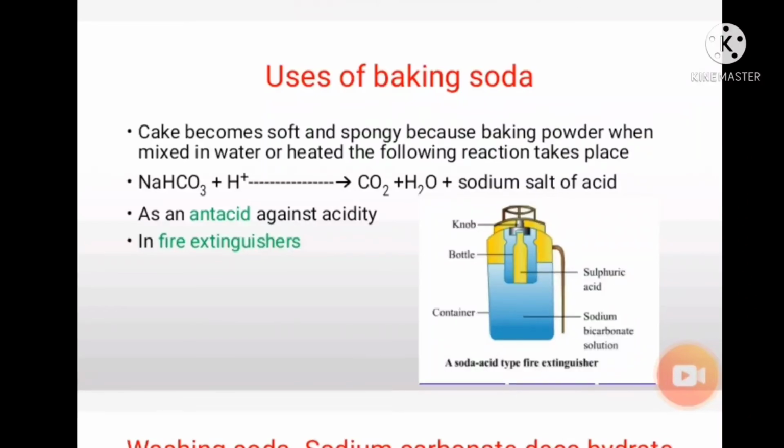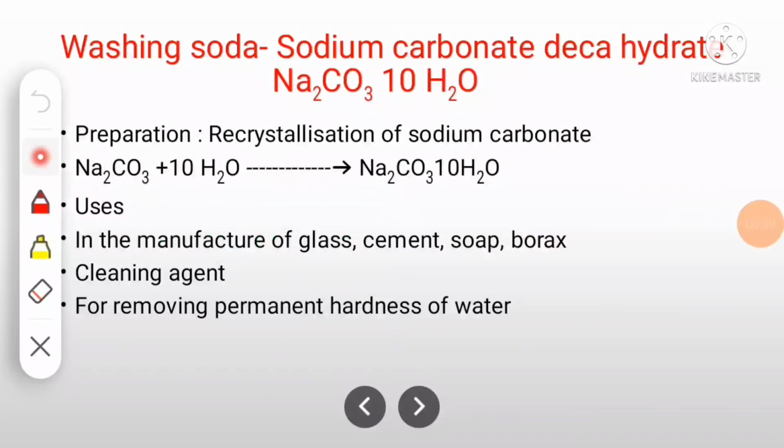Cakes become soft and spongy because, when baking powder is mixed with water or heated, the following reaction takes place. That is, NaHCO3 plus H+ gives CO2 plus H2O plus the sodium salt of the acid. And baking soda is used as an antacid. And it is used in fire extinguishers.